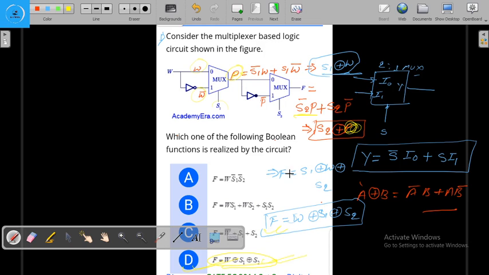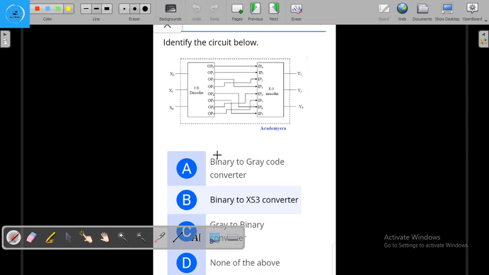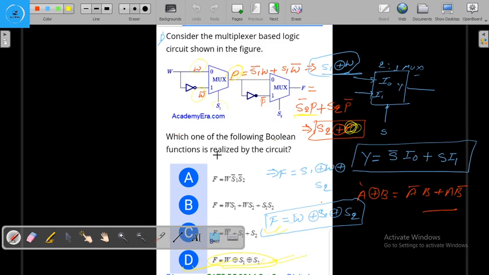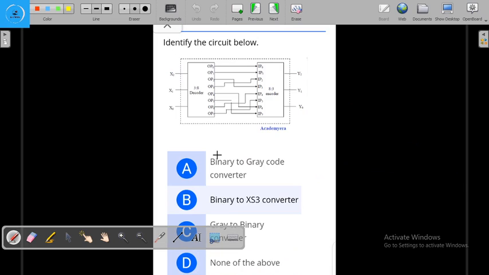So our D option is correct. Now let's move to the second question. I hope this question will be clear to all of you. This is the very basic question of the multiplexer, right? Let's move to the second question.